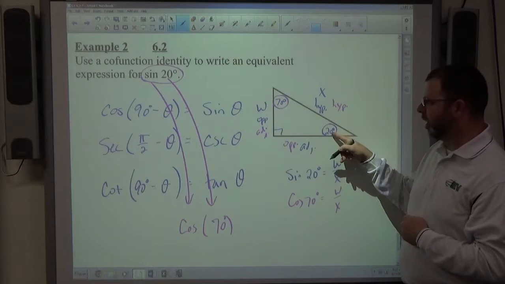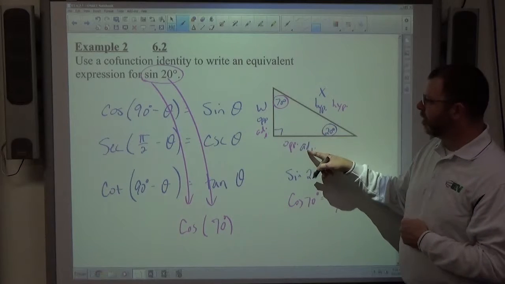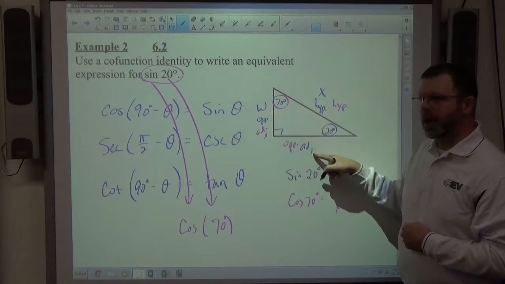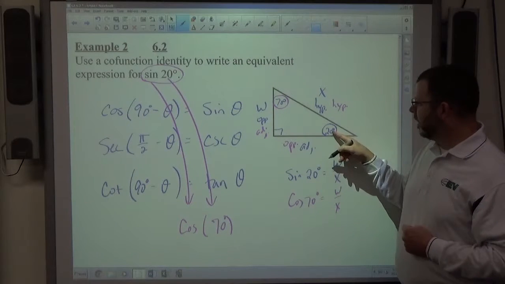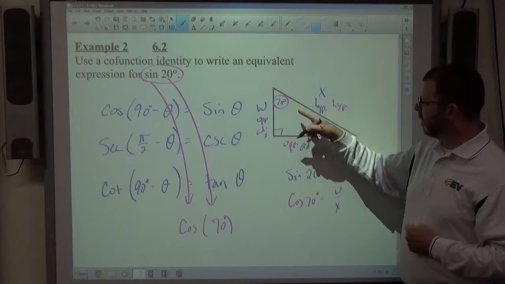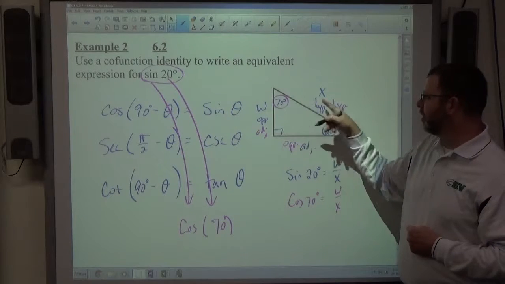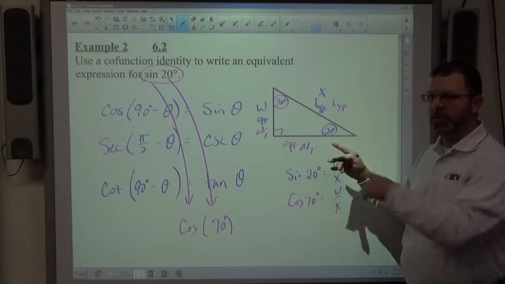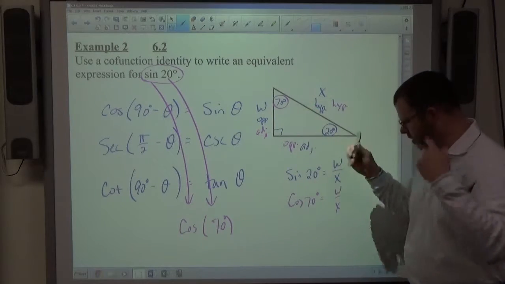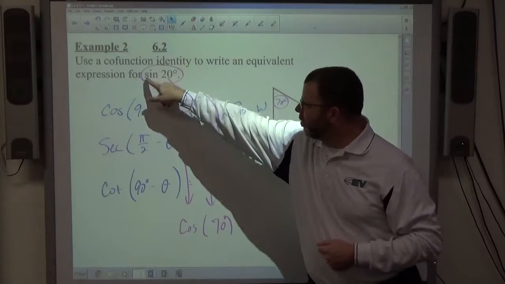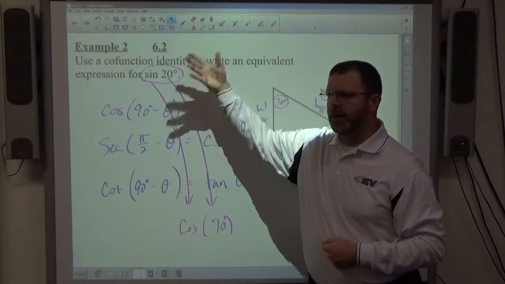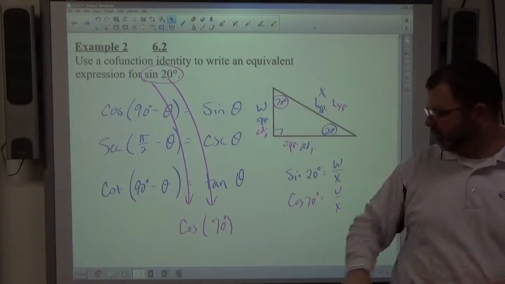If it's tangent of 20, opposite over adjacent, cotangent of 70, adjacent over opposite. If it's secant of 20, that's hypotenuse over adjacent. If it's cosecant of 70, it's hypotenuse over opposite. So when you swap sides, the opposite and adjacent switch, you're looking at the same angle. So in general, for an equivalent expression, write the cofunction, subtract that from 90, and you get your answer. That's what we're looking for there.